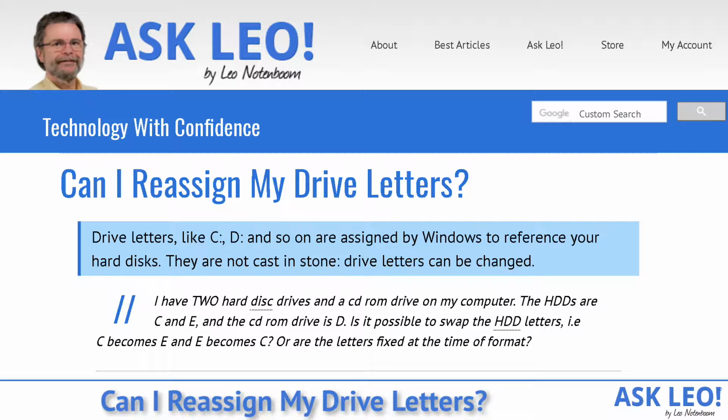Can I reassign my drive letters? Drive letters like C, D, and so on are assigned by Windows to reference your hard disks. They are not cast in stone. Drive letters can be changed.